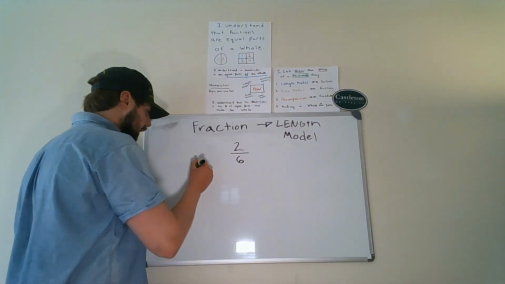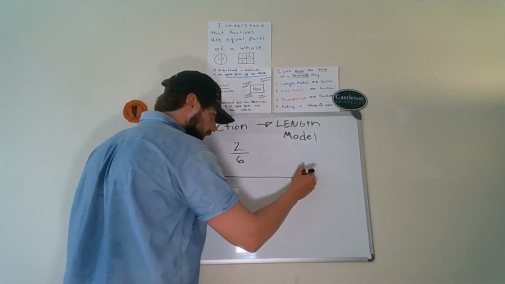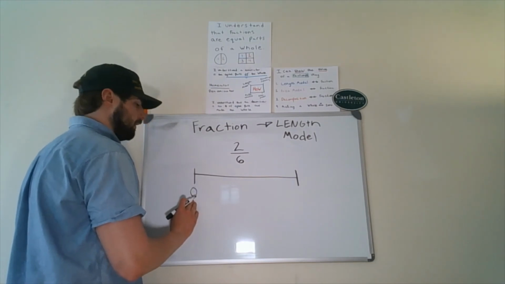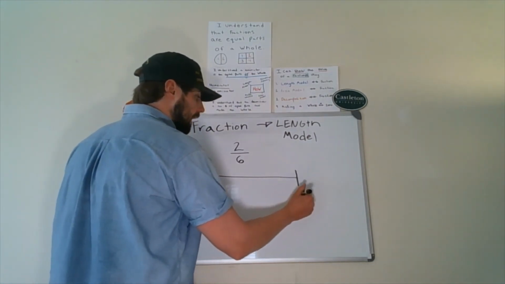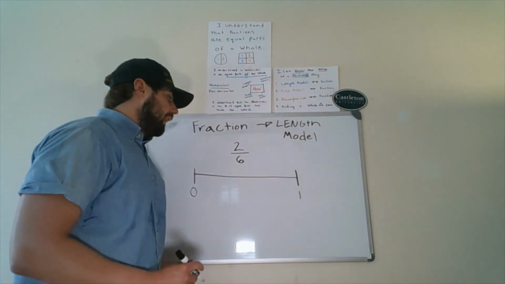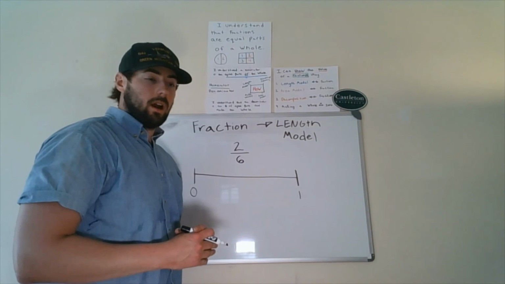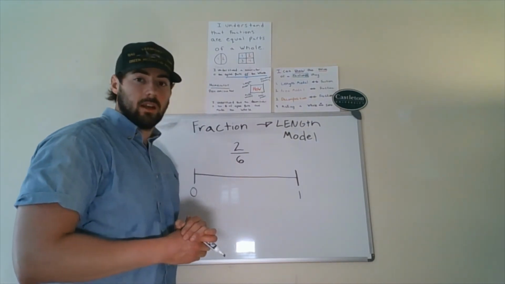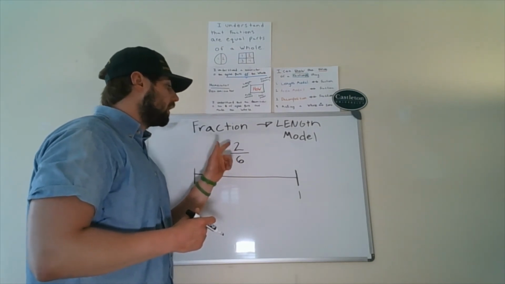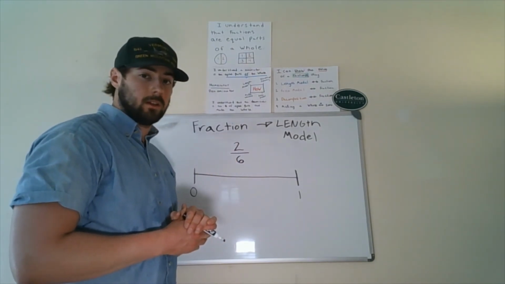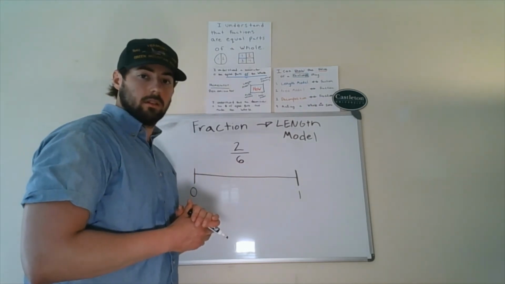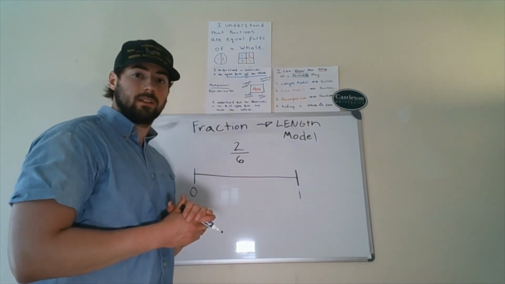So I create my length model. Boom. Okay, I know the beginning of my length model is nothing. It's 0. And I know the end of my length model is going to be 1 whole. So, next thing I need to do, I need to show this fraction. I'm going to partition these two parts, my numerator, the parts of this fraction. I have 2/6 that I need to partition and show on this length model.